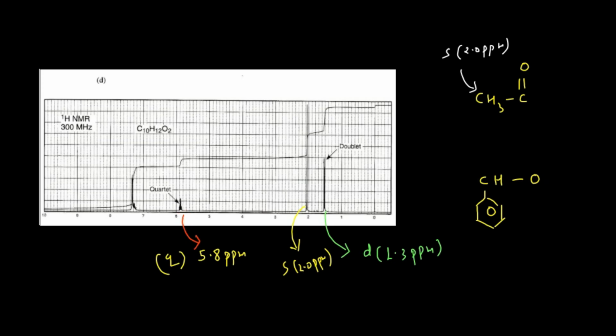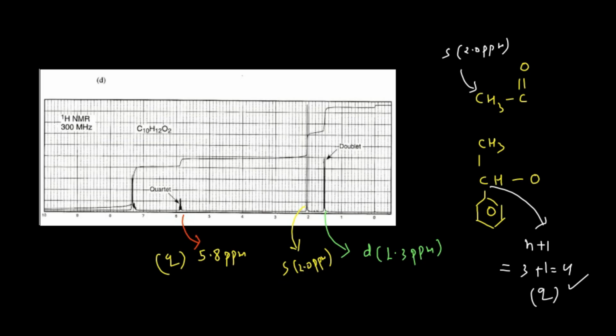But it is a quartet. Quartet means it must be linked with three hydrogens in order to split it. So how can I split this signal? I can put CH3 over there. If I put CH3 over there and apply the n+1 rule for splitting, the number of neighboring hydrogens is 3. So you can put 3 plus 1 equals 4. So this will produce a quartet. That's why it is a quartet and a downfield shift.